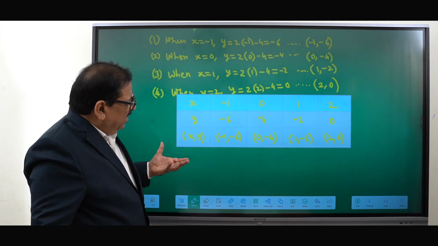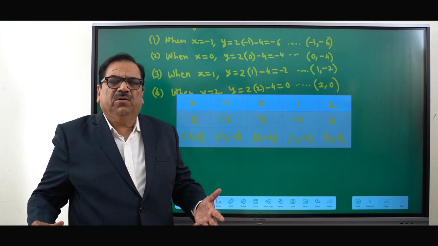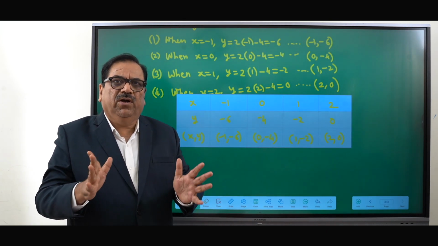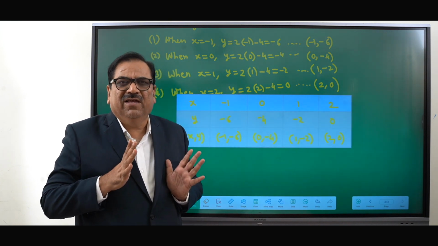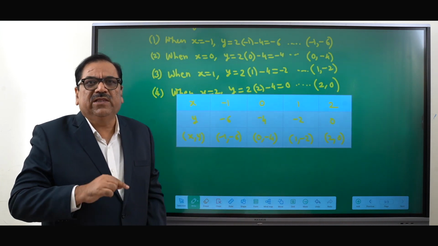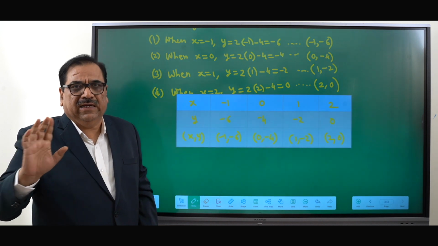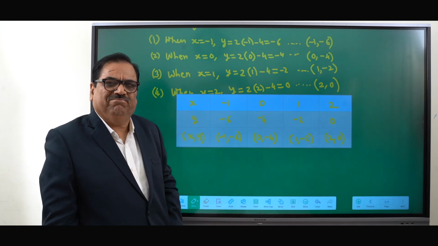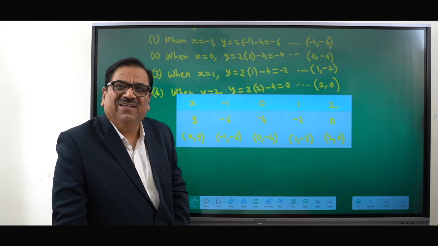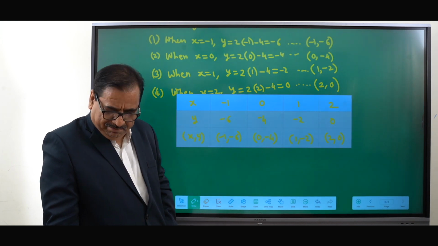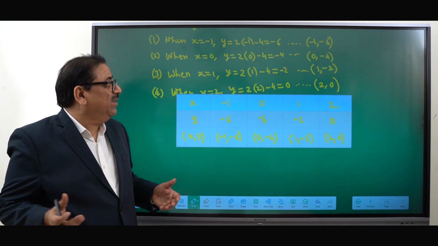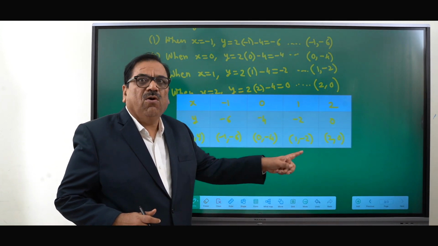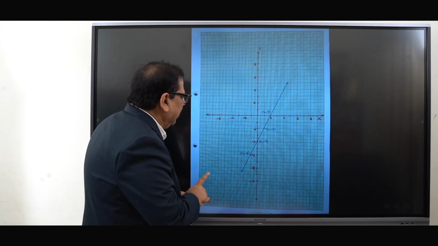fourth point. If you want, you can plot thousands of such points for thousands of different values of x, and you will find that all these points are in a straight line. And if any point is not on a straight line, it means you made some mistake. Mathematically it should be so. So friends, we will plot these points. So this is the graph.